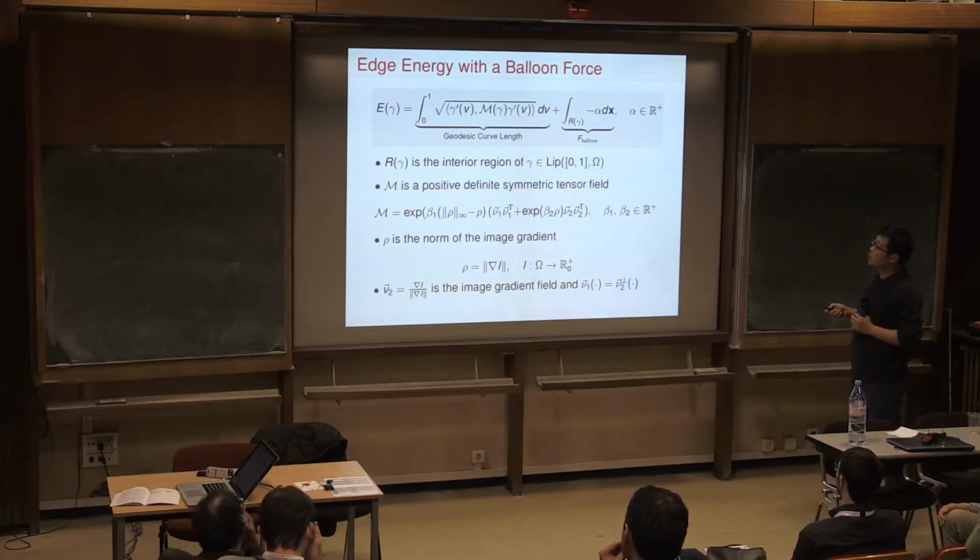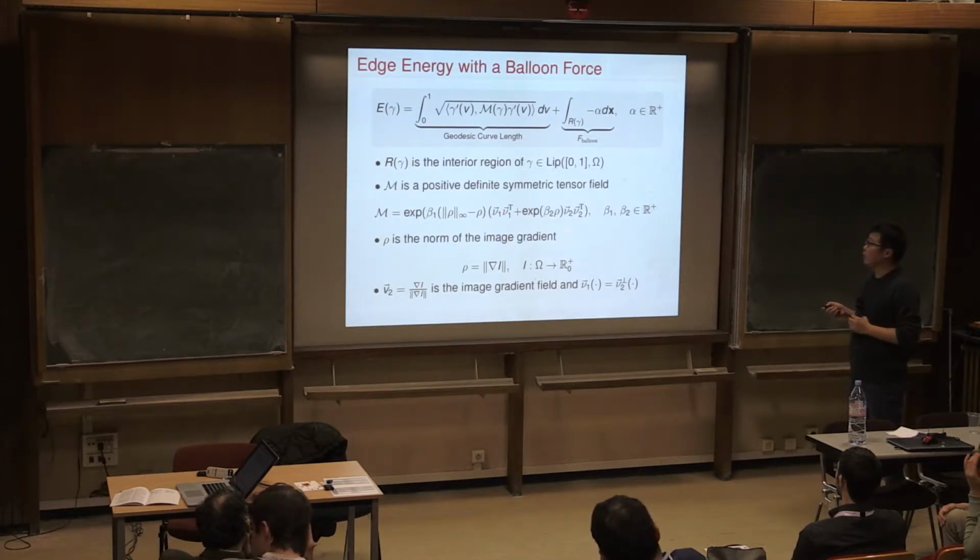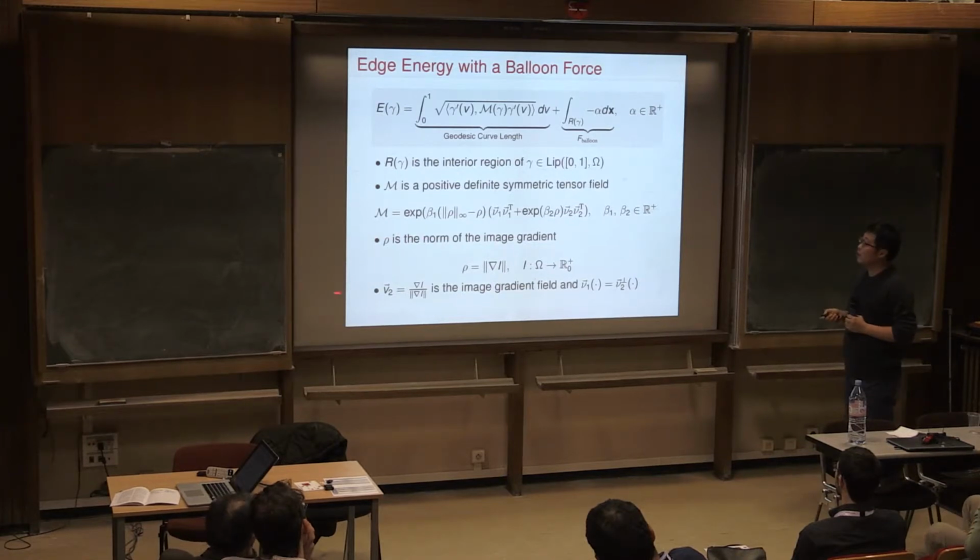It can be constructed by its eigenvalues and eigenvectors. The eigenvectors are V1 and V2. V1 is collinear to the edge directions, and V2 is orthogonal to V1. And how is the edge, the norm of the edge gradient? It indicates the image edges, and here V2 is collinear to the image gradient.